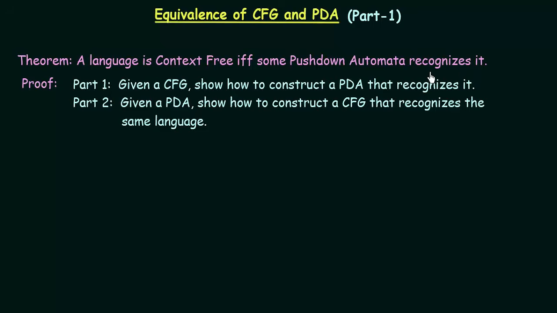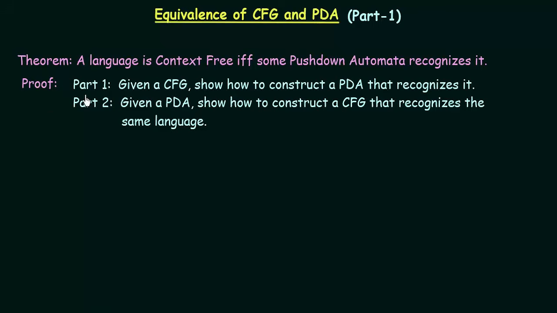So that is what we are going to prove, and hence we will find that context-free grammars and push-down automata are the same. The same means that the language generated by context-free grammars and the language accepted by push-down automata are actually the same class of languages. So that is what we are trying to prove.